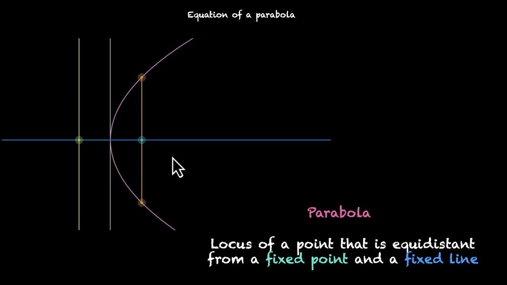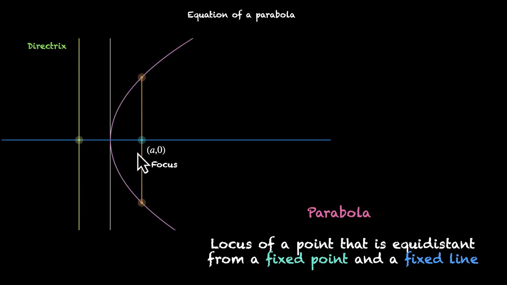Let's assume that the focus is at (a, 0). This is on the x-axis, so the y-coordinate of this is 0. Let's make the x-coordinate a, so this is (a, 0). This is our focus. This is our directrix. Can we use the coordinates of the focus to figure out the equation of the directrix?